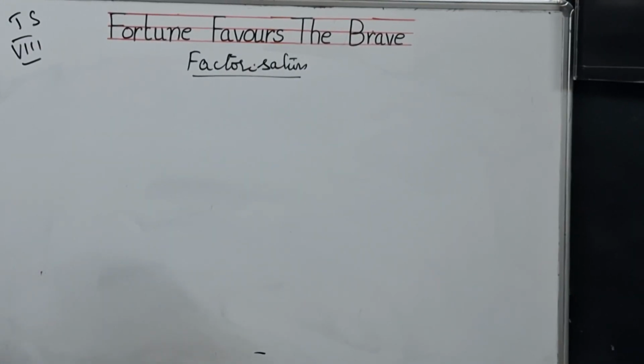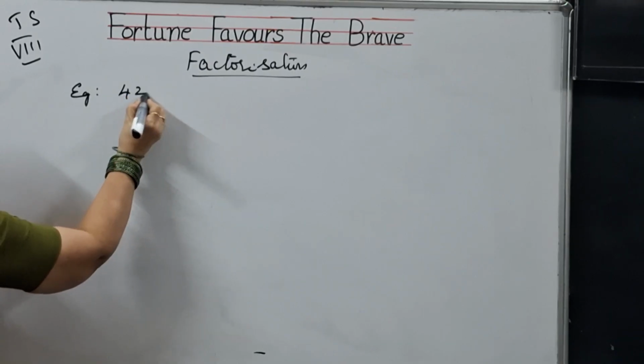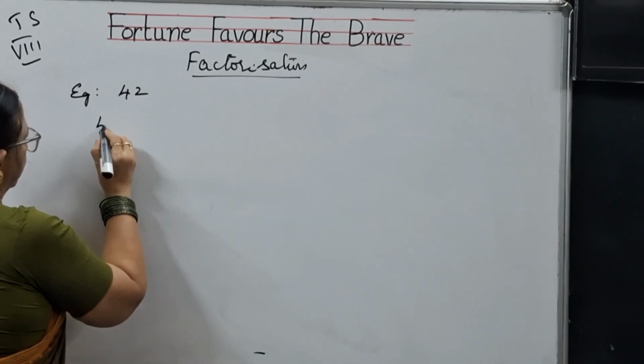Now I am dealing with 8th class maths factorization, a new topic. What is meant by factorization? Factorization means finding factors of a number. Suppose, as an example, we are taking the number 42. What are the factors of 42?